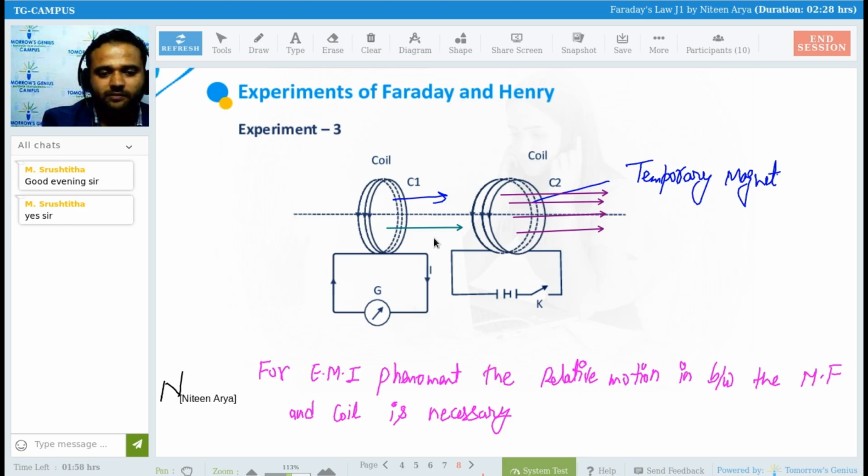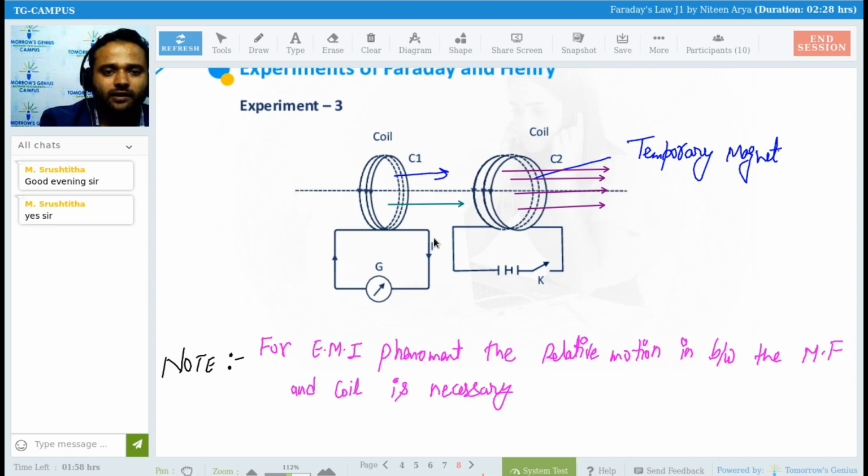Okay. So these are the basic three experiments, or you can write them down as laws also, but these are the basic experiments of Faraday. And they ask this directly.